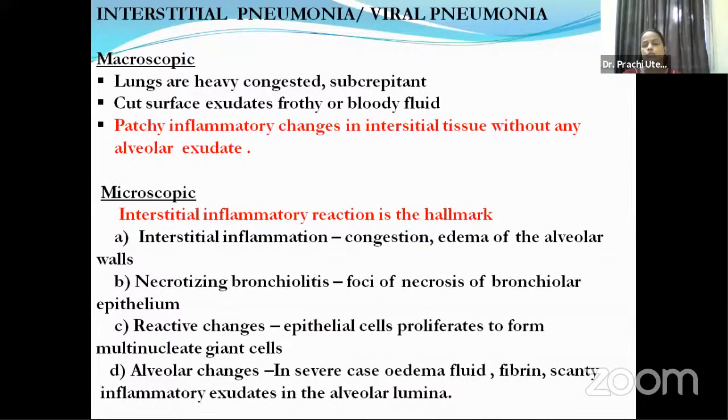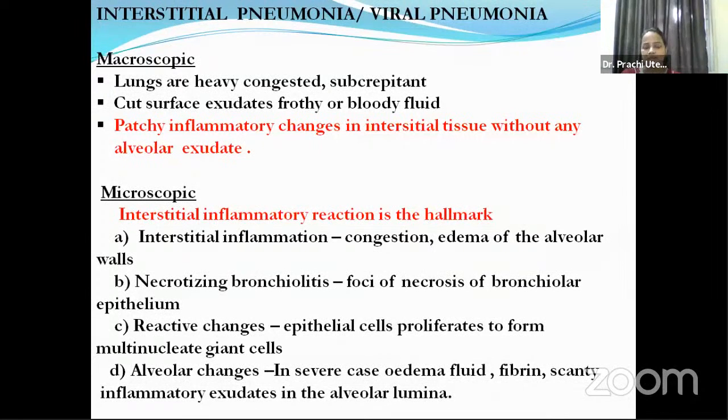Interstitial pneumonia, also called viral pneumonia, is the third variety. As the name suggests, the pathology is seen in the interstitium of the lung, in between the alveoli. The lungs are heavy and congested, and the characteristic finding is patchy inflammatory changes in the interstitial tissue without any alveolar exudate. In lobar pneumonia, the previous pneumonia, we have seen that the alveoli are filled with pus and fluid, and that is alveolar exudate. But here it is absent, since the infection is limited to the interstitial tissue.